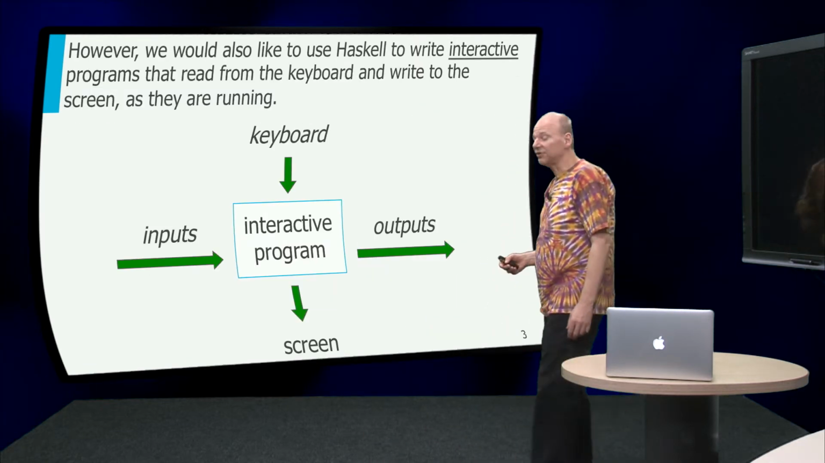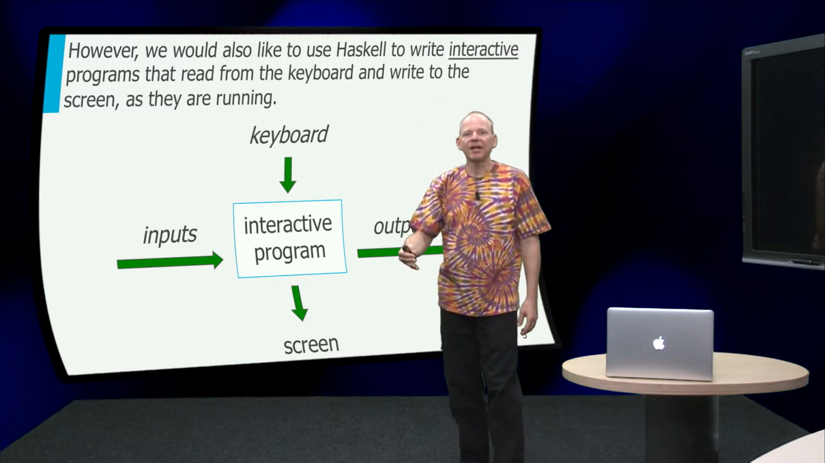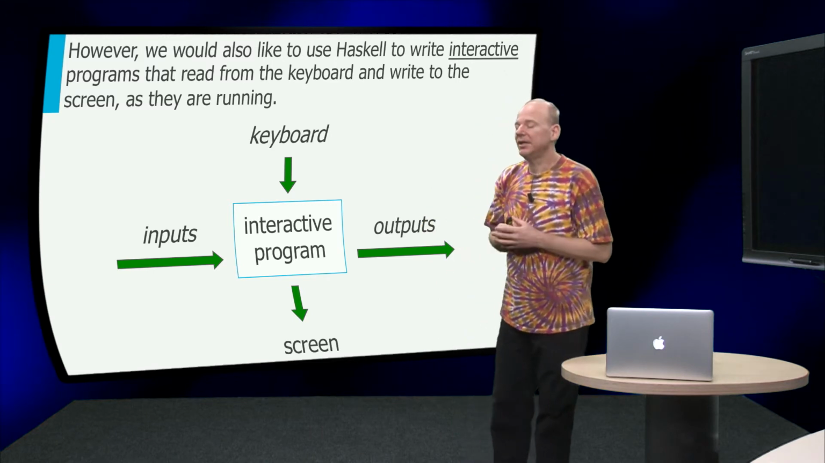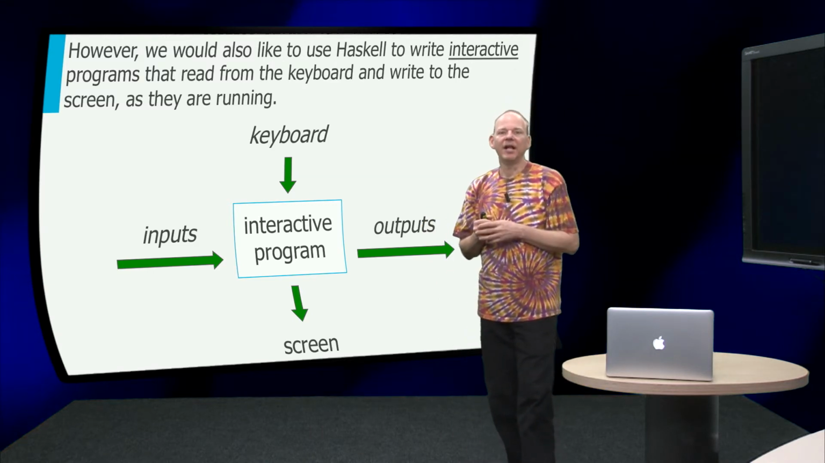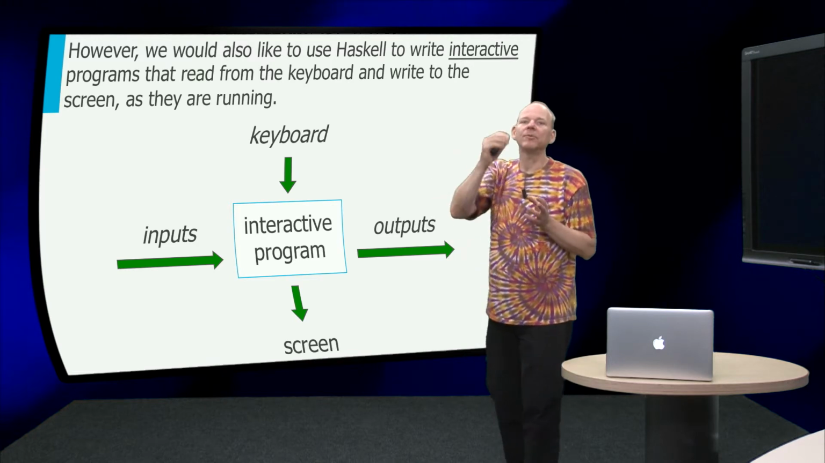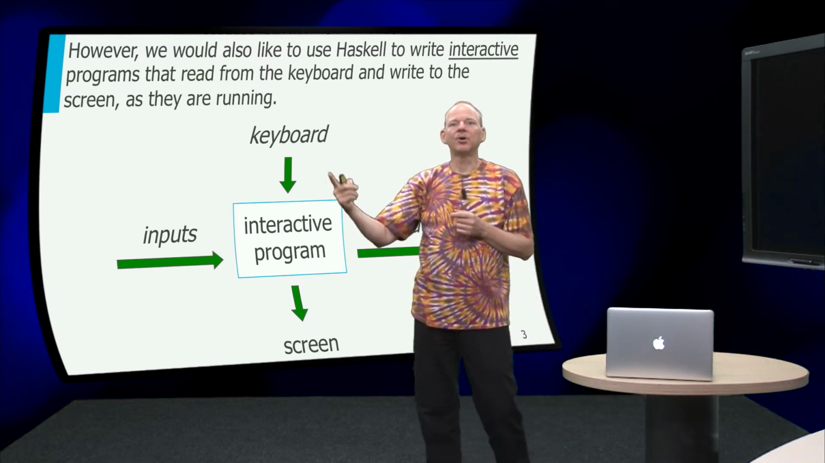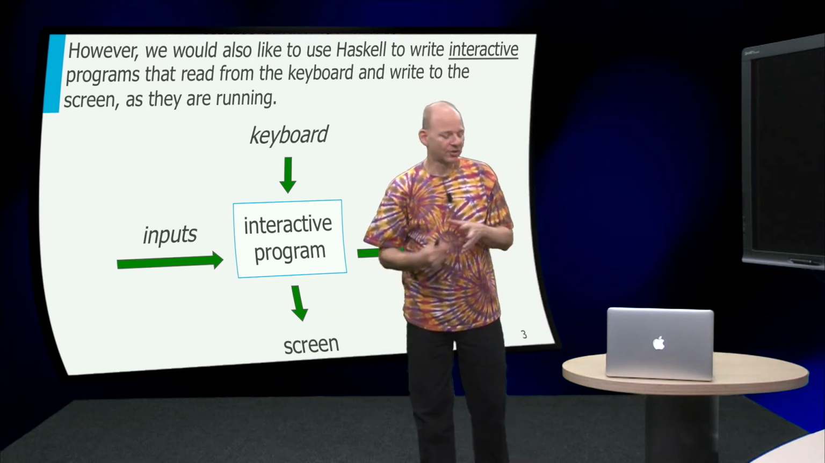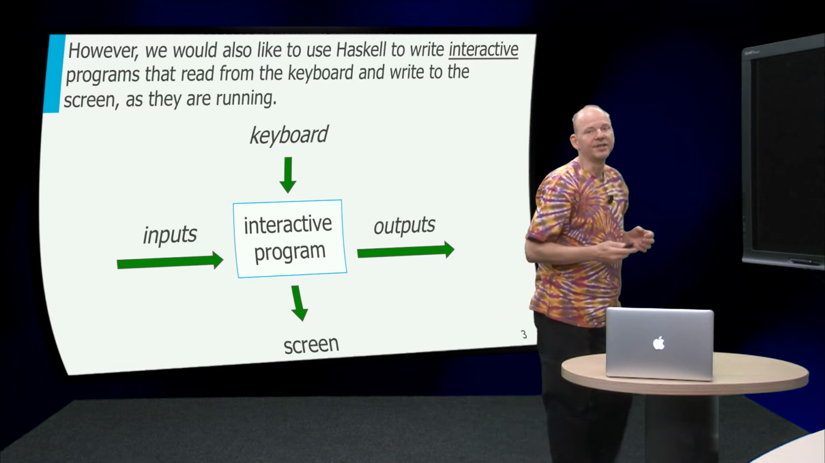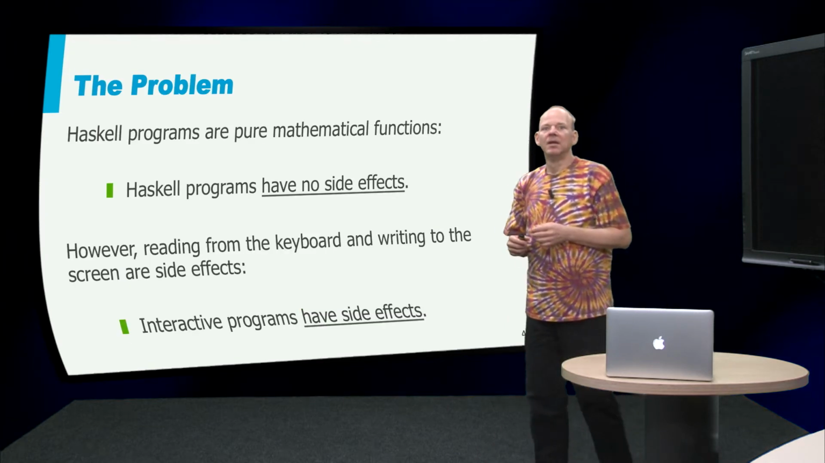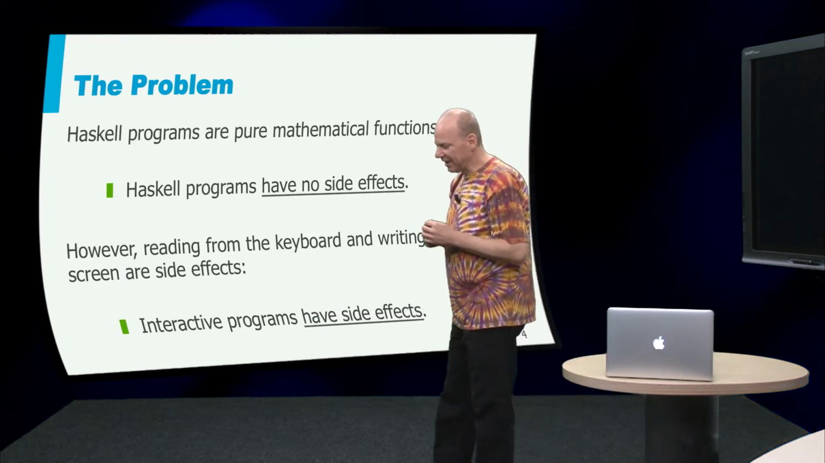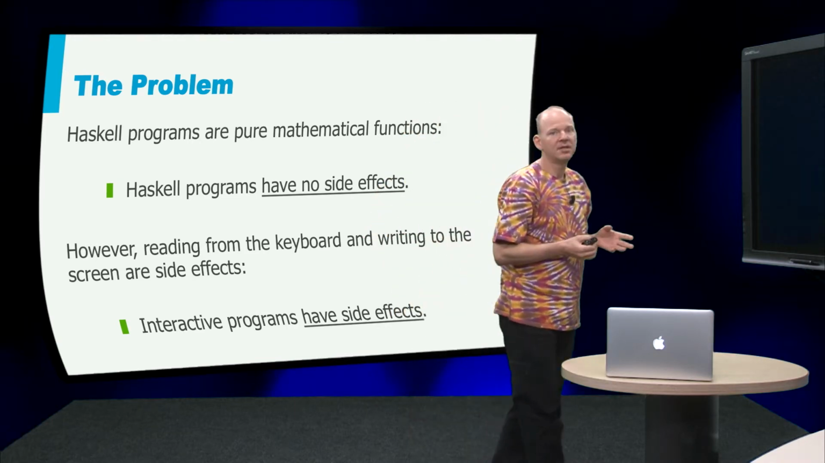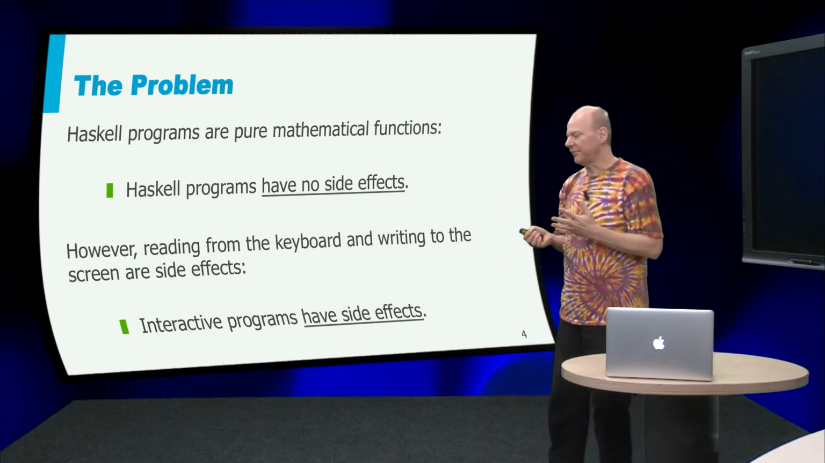So what this program has to do is interact with the keyboard and the screen. So if we look at our program as a function, in some sense now it becomes dependent on the keyboard, and besides just producing output, it also will communicate with the screen. The problem is that Haskell programs are pure functions, which means they cannot have side effects.